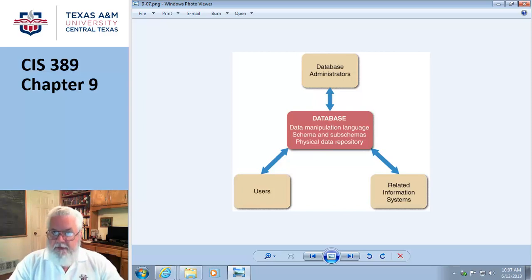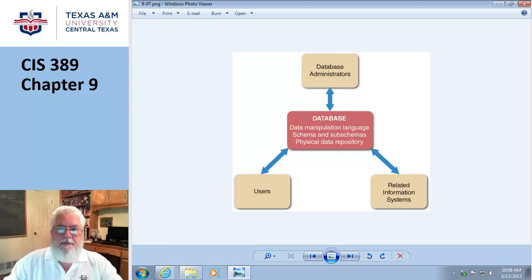But if you're a database person, you need to know exactly how the fields are put together and how the relationships, anyway, all using a schema. So that physical data repository is usually defined by the schema.